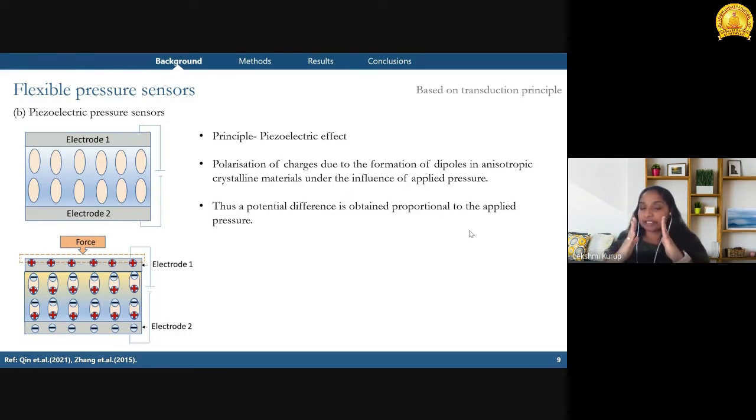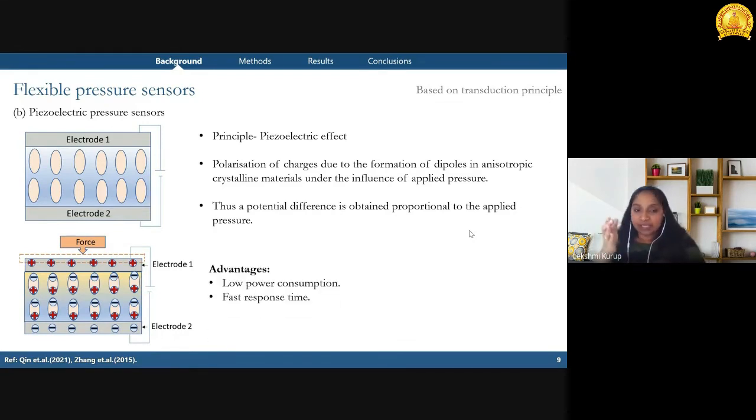These electric dipoles align in such a way that they create a potential between the two electrodes. One electrode becomes positive and the other becomes negative, so a potential difference is created in proportion to the applied pressure. So we can say that as pressure is applied on the material, it generates a self-powering ability. Piezoelectric materials can create self-power when pressure is applied on them.